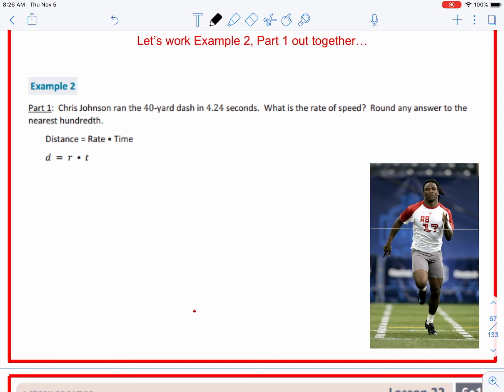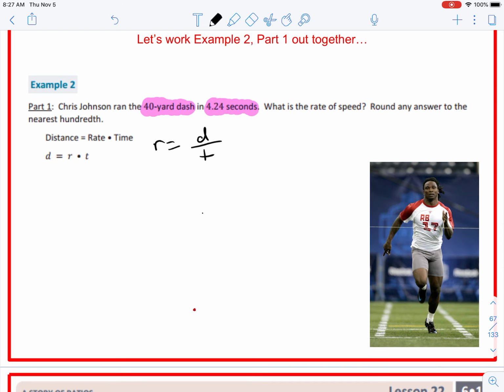We'll do this together. It says Chris Johnson ran the 40-yard dash in 4.24 seconds. What is the rate of speed? Round any answer to the nearest hundredth. So with this information, are we looking for distance or are we looking for rate? Well, we have our distance already, which is 40 yards, and we have our time. So now all we're looking for is rate. The formula we are looking for here is rate equals distance divided by time. So we have to divide the distance by the time.